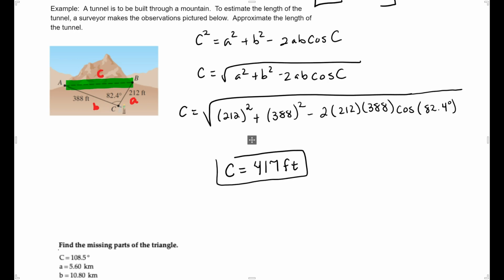So this is an application of the law of cosines.